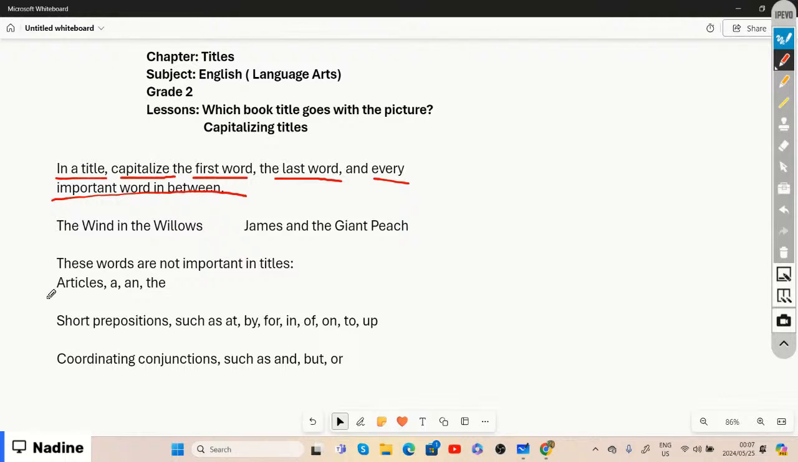Words like of, and, the. Those are prepositions. Those are not to be written with capital letters. And if we look at this first title, it is The Wind in the Willows.